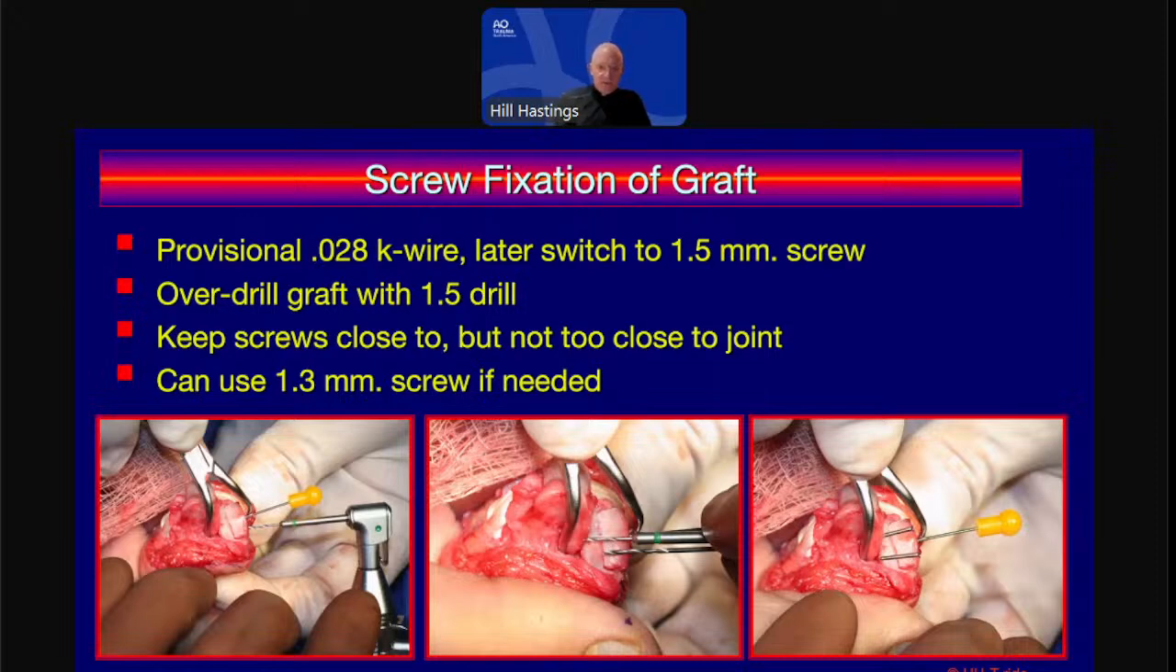It's easy to fix it with a 0.028 K-wire, and the core diameter of a 1.5 screw is 0.028 basically. So that serves as a core drill for a later 1.5 screw. We do over drill the graft, so you get a lag technique, and at times you may have enough room to put in a larger 1.3 millimeter screw.